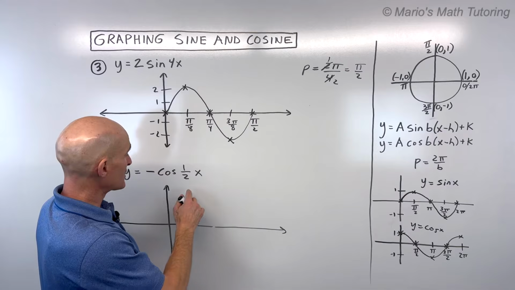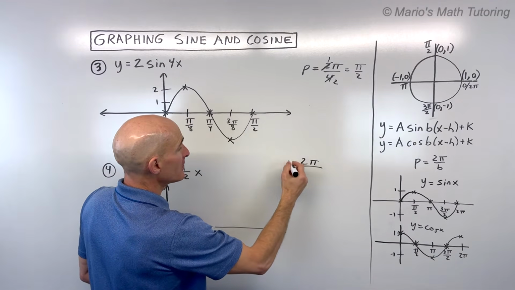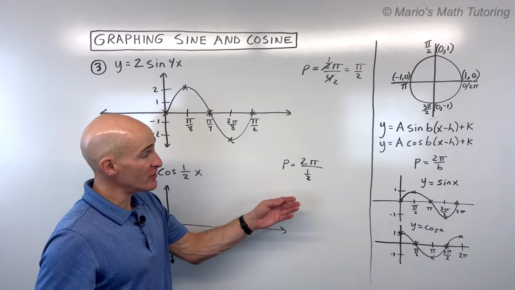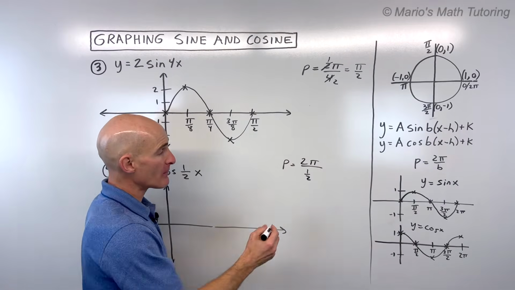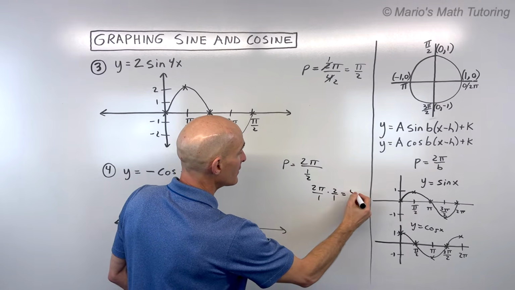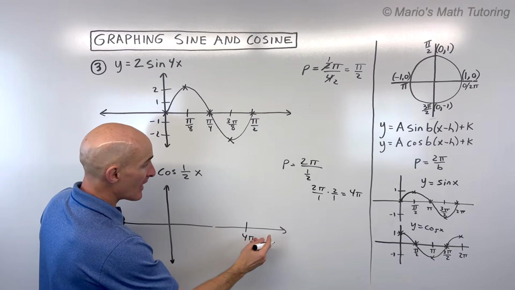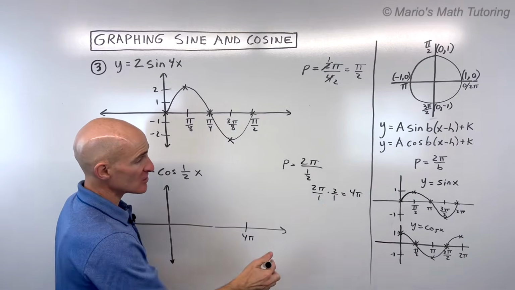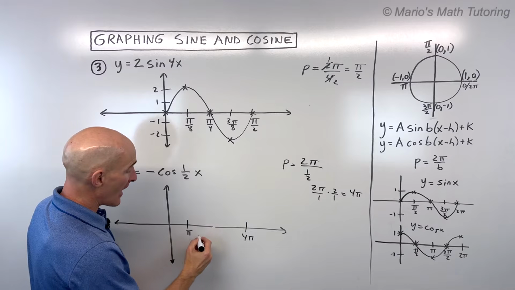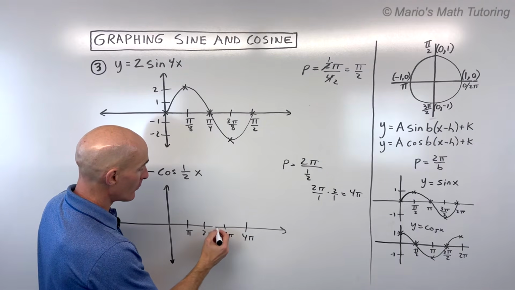Let's find the period by taking 2 pi, our normal period, divided by the b value, which is 1/2. Remember, when you divide by a fraction, that's like multiplying by the reciprocal. So this is really 2 pi times 2 over 1, which is 4 pi. So I go ahead and divide that up into 4 equal pieces. You can multiply by 1/4 or divide by 4. That gives us our scale of pi: pi, 2 pi, 3 pi, and 4 pi.